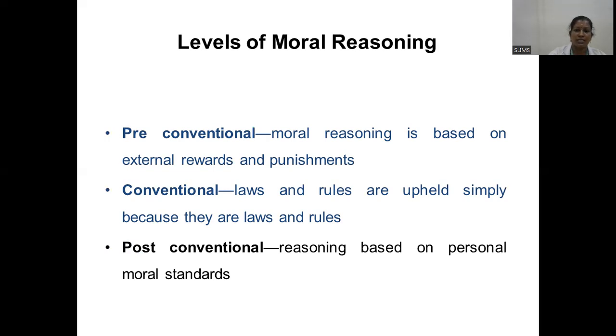In these levels of moral reasoning, the first one is the pre-conventional. Here, moral reasoning is based on external rewards and punishments. How they are rewarded and how they are punished tells us the level of moral reasoning, that is the pre-conventional stage. The second one is the conventional, where laws and rules are upheld simply because they are laws and rules. And then post-conventional, where reasoning is based on personal moral standards.